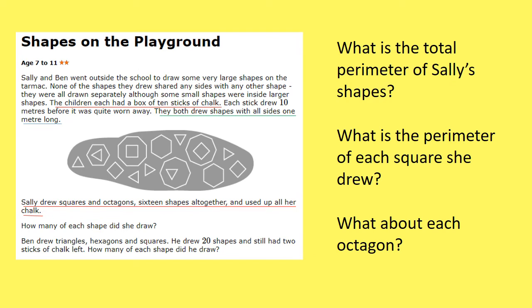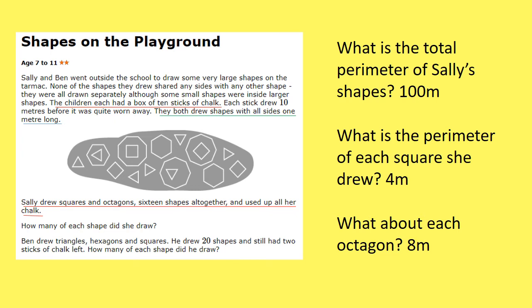It says that Sally drew 16 shapes altogether and used up all of her chalk. So what's the total perimeter of all of Sally's shapes? Pause the video while you have a think. And you can also think about the perimeter of each square she drew if shapes all have sides 1 metre long. And also, what about the perimeter of each octagon that she drew?